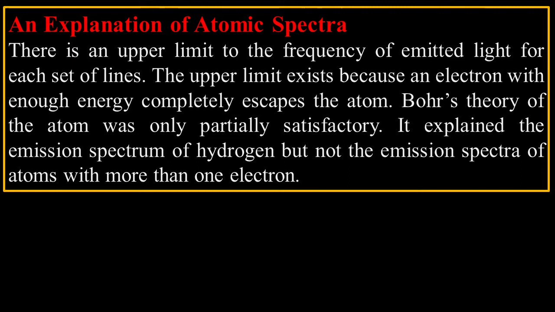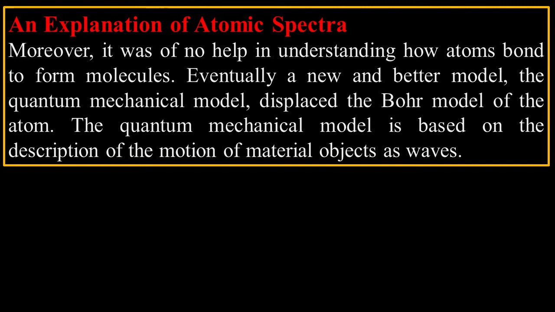Bohr's theory of the atom was only partially satisfactory. It explained the emission spectrum of hydrogen, but not the emission spectra of atoms with more than one electron. Moreover, it was of no help in understanding how atoms bond to form molecules. Eventually, a new and better model, the quantum mechanical model, displaced the Bohr model of the atom.